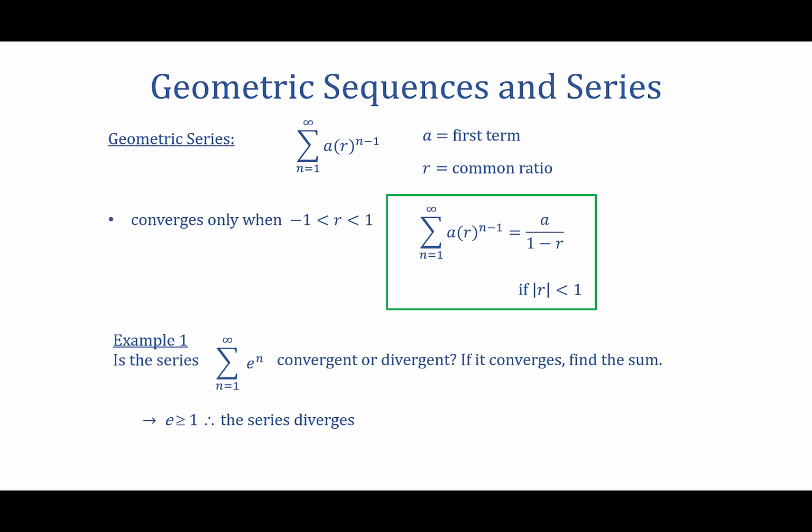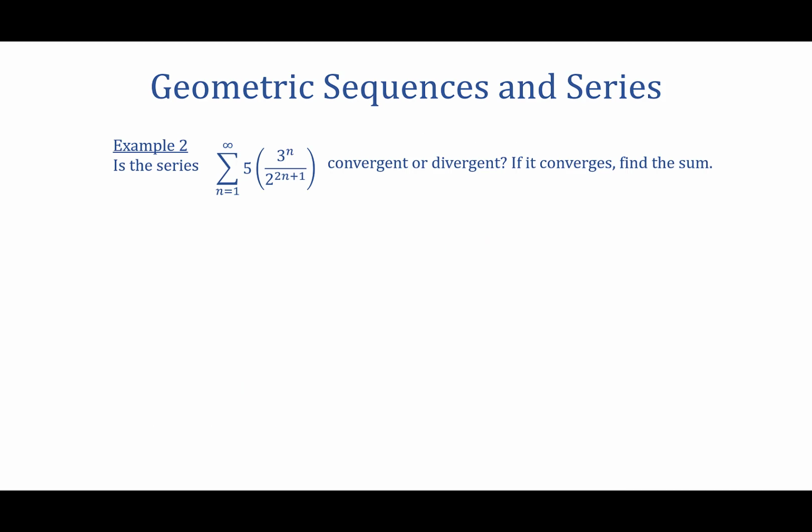This series is a geometric series. r is e, and e is greater than 1, so the series diverges. There is no sum. Here's another example. Is this convergent or divergent? And if it converges, find the sum.